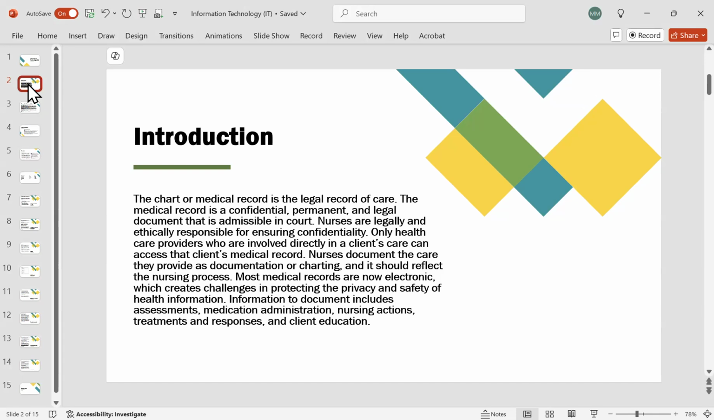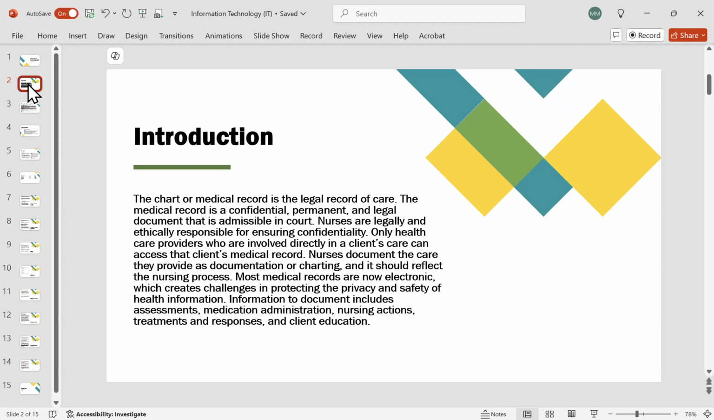Only healthcare providers who are directly involved with the patient have access to a patient's chart. You should always document what kind of care you provided specifically, and it should reflect the nursing process, which we're going to go over. That's ADPI: assessment, diagnosis, planning, implementation, and evaluation. So most medical records are electronic now. It's sometimes challenging to protect the privacy and safety of that information, but we talked about before with HIPAA, never share passwords and those types of things.